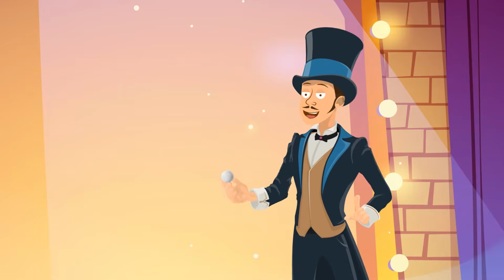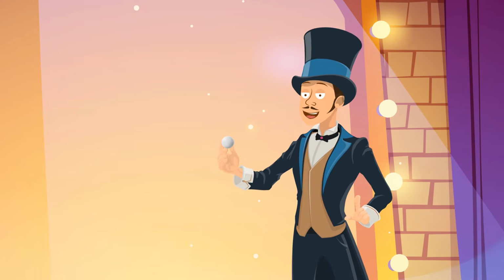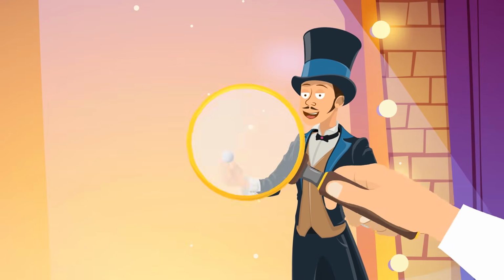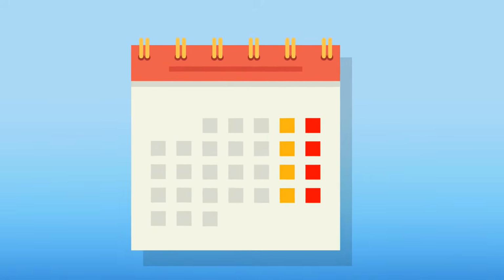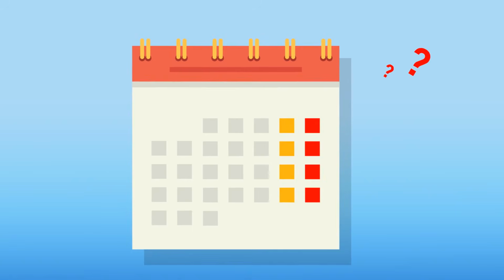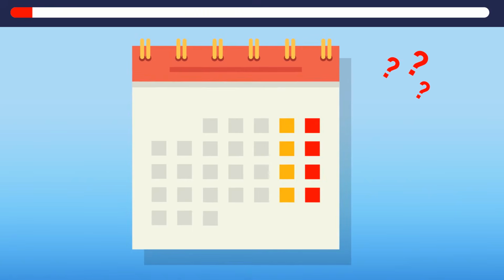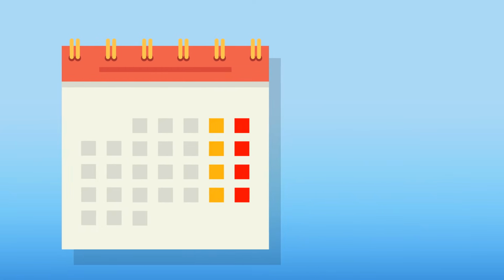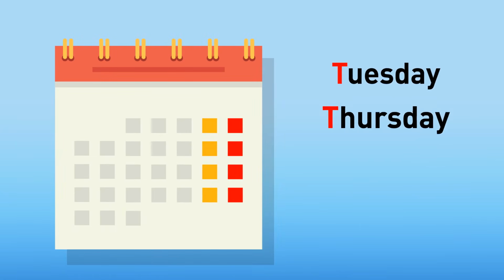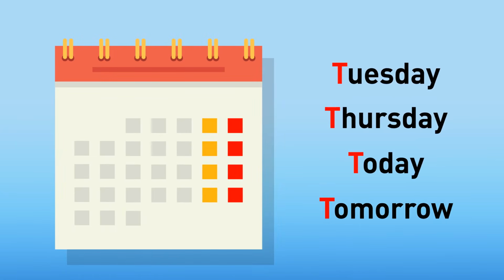He threw the ball straight up into the air. Can you name 4 days of the week that start with the letter T? These days are Tuesday, Thursday, today, and tomorrow.